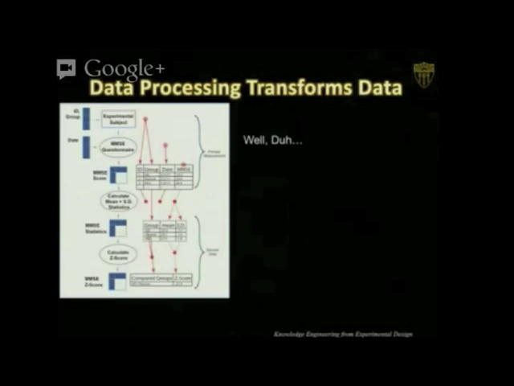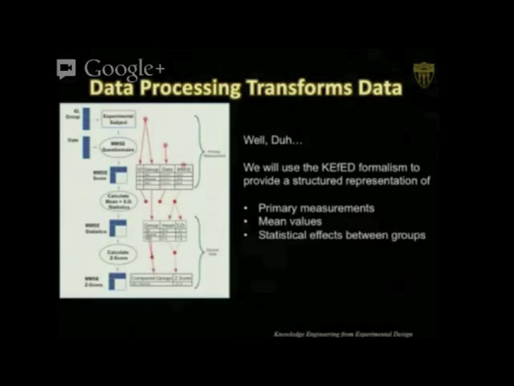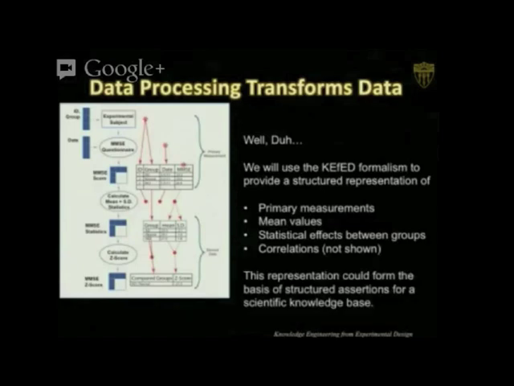By mapping the inputs and outputs of each individual data processing step, we can construct a representation that will support a knowledge representation for the following elements: primary measurements, mean values, statistical effects between groups, which we're showing at the bottom here for the MMSE Z-score, and of course correlations, which are not shown here. So the idea is that all of the statistical relationships that you might see in a paper, if we adhere to this kind of modeling approach, we should be able to capture and represent quite cleanly and easily within this approach. Now, how expressive is this?